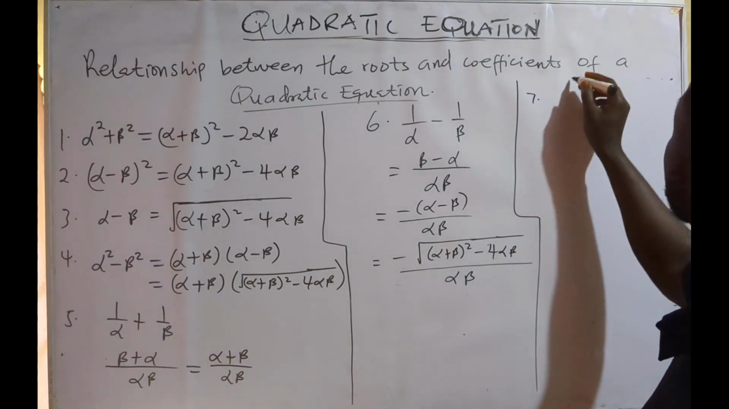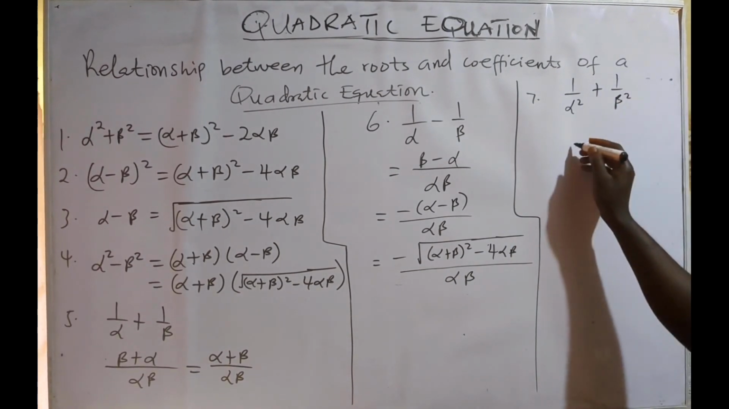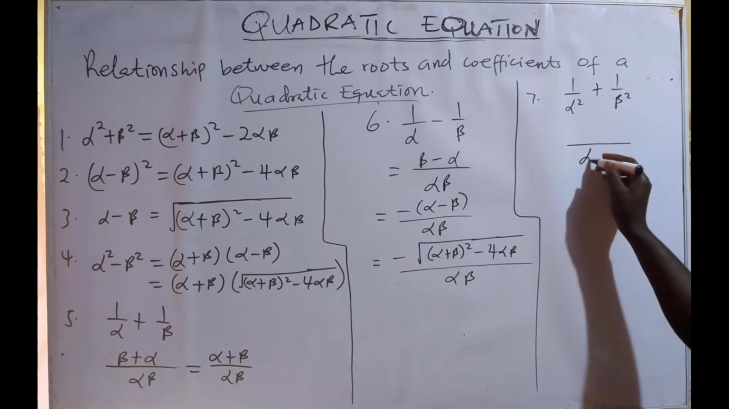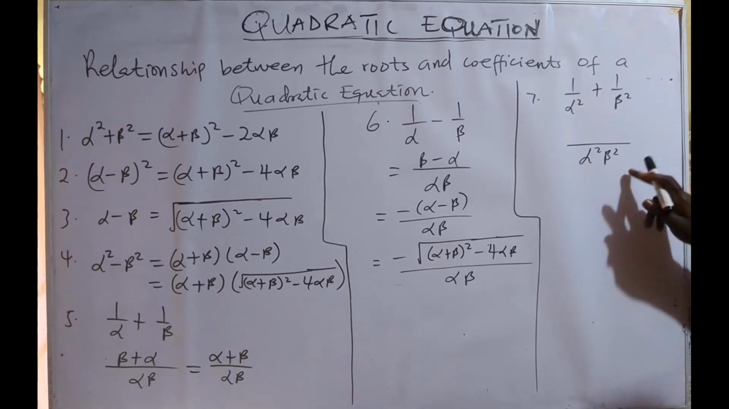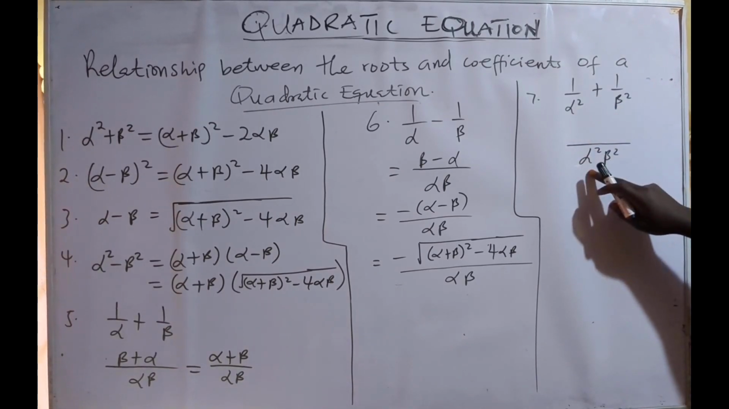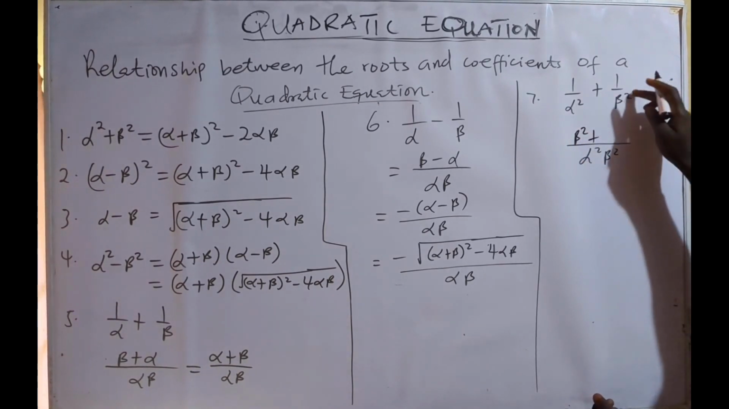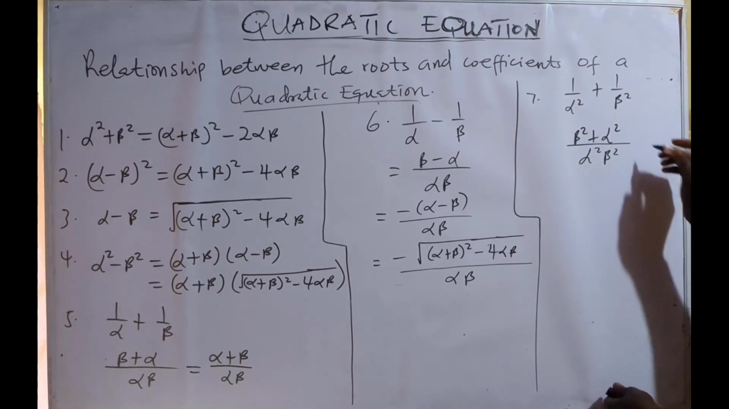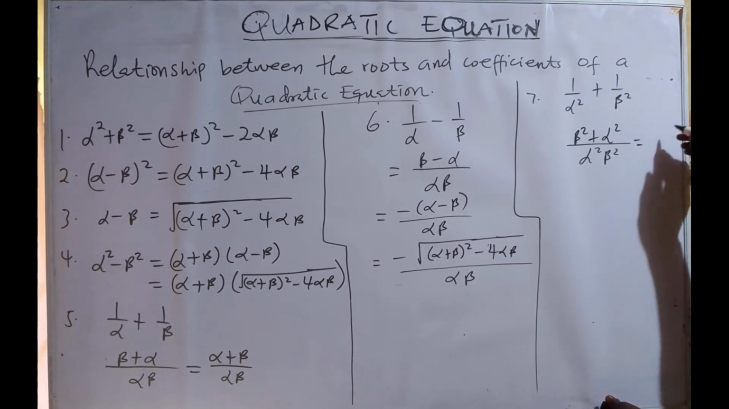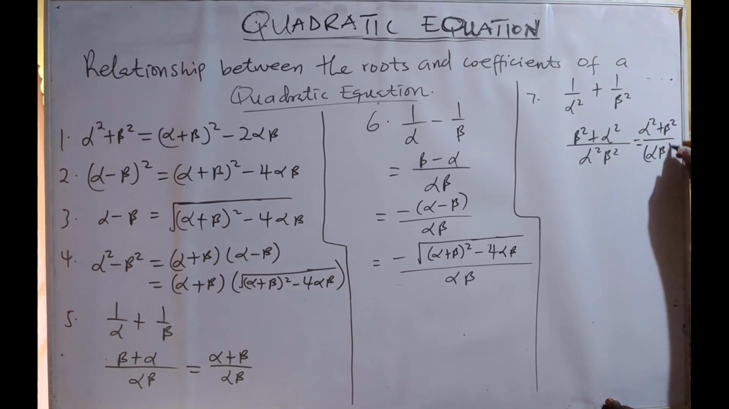So number 7, 1 over alpha squared plus 1 over beta squared. Okay, so what do we have here? Alpha squared, beta squared. Alright, we have alpha squared and then beta squared. So alpha squared will go here, 1, remaining beta squared times 1. So we have beta squared plus, beta squared will go here, 1, remaining alpha squared. So we have alpha squared. Alright, so this can be written as what? Alpha squared plus beta squared, and then divided by alpha beta all squared.